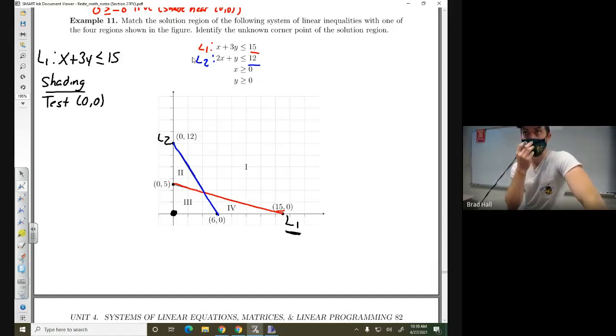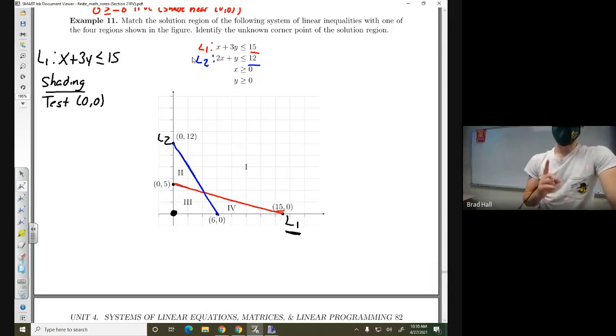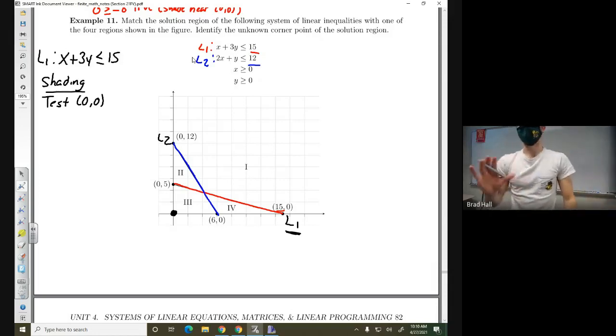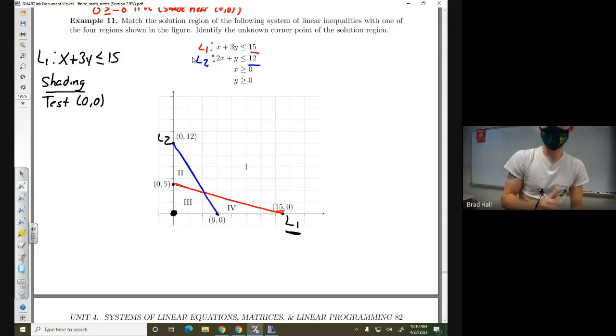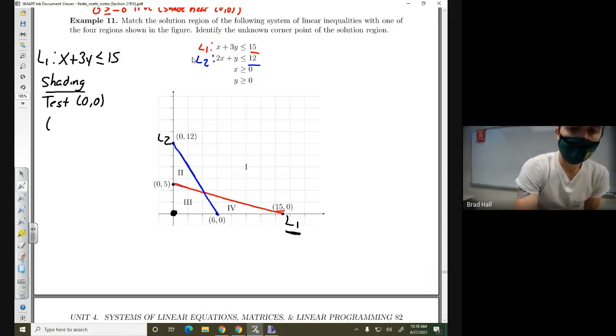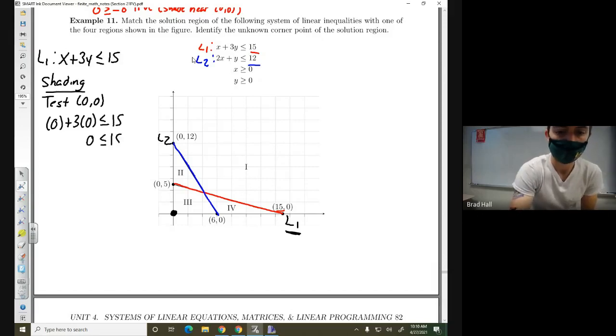It's on the bottom left now. Do we shade near the point, which would be regions 3 and 4, or away from the point, which would be regions 1 and 2? Remember, this is all in relation to the first line. The second line, we ignore for now. So now we can plug in 0 for x and y. And we get that 0 is less than or equal to 15, which is true.